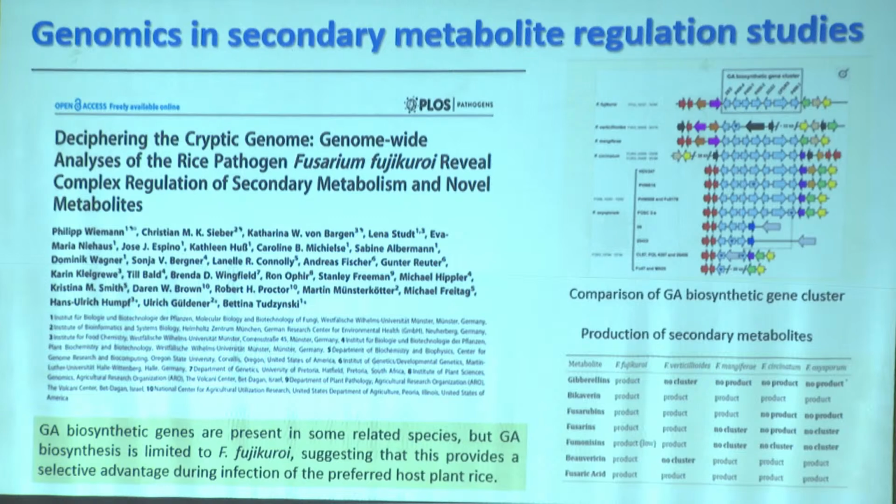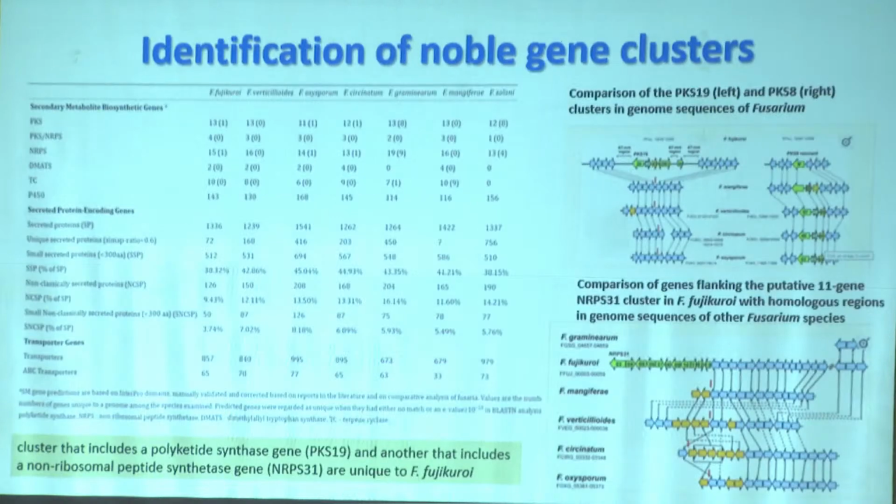Likewise, they identified genes involved in beauvericin synthesis and other metabolites. In many cases the clusters are there, but they are not involved in product formation. So this information could also be obtained from genome studies. Further, in Fusarium, these genome studies helped to identify unique gene clusters which are not present in other Fusarium species and are specific to a particular species. Like in Fusarium fujikuroi, they identified the gene clusters PKS19 and NRPS31, which are only present in Fusarium fujikuroi, not in others.